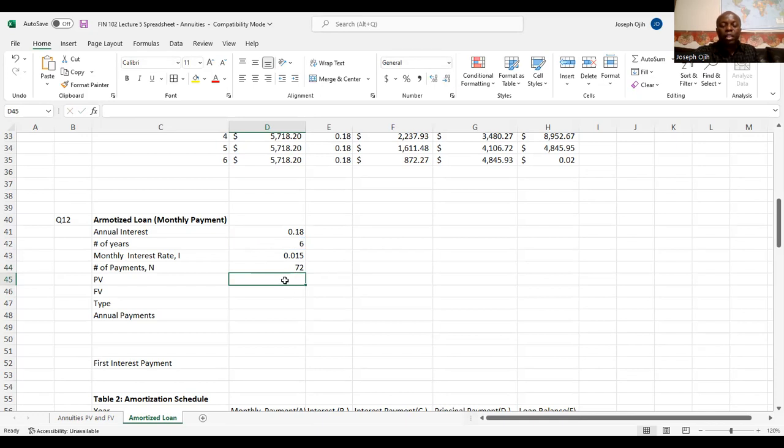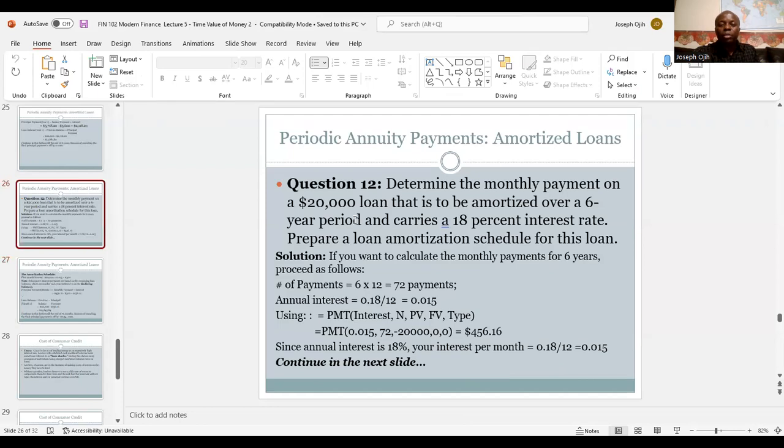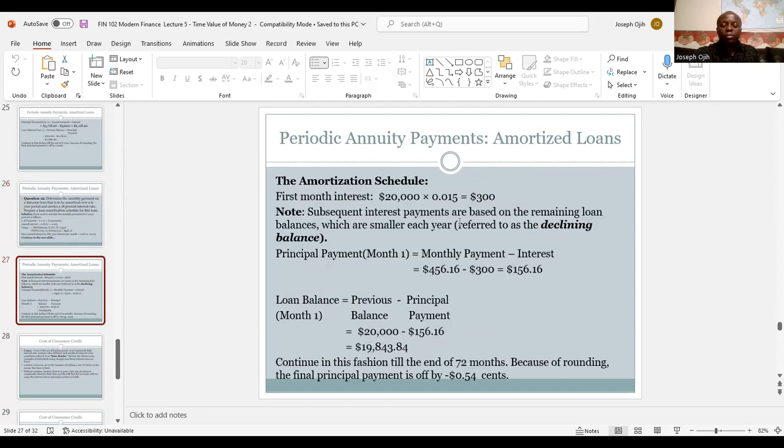Now, how much do you borrow? The present value is $20,000, because the loan, if you remember, was a monthly payment on a $20,000 loan that is to be amortized over a 6 year period and carries an 18% interest rate. And you also prepare the amortization schedule for this loan.